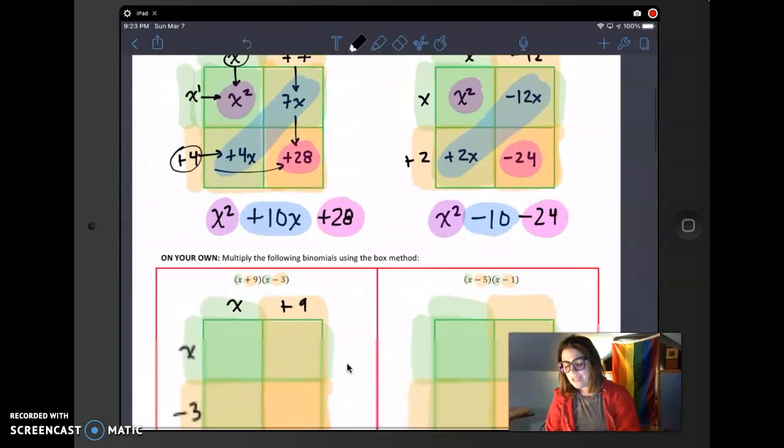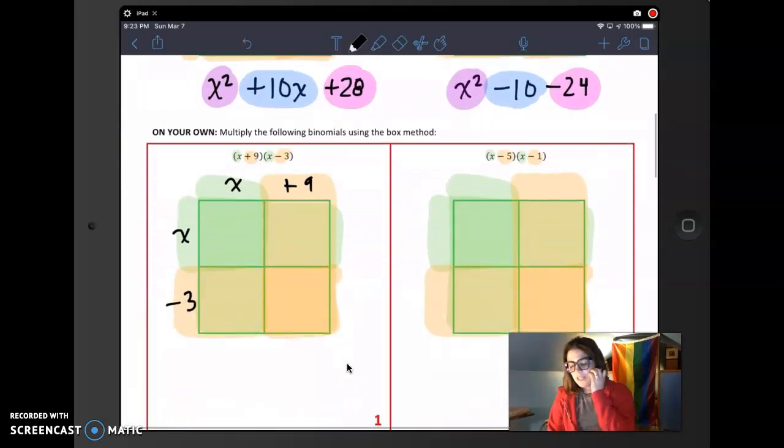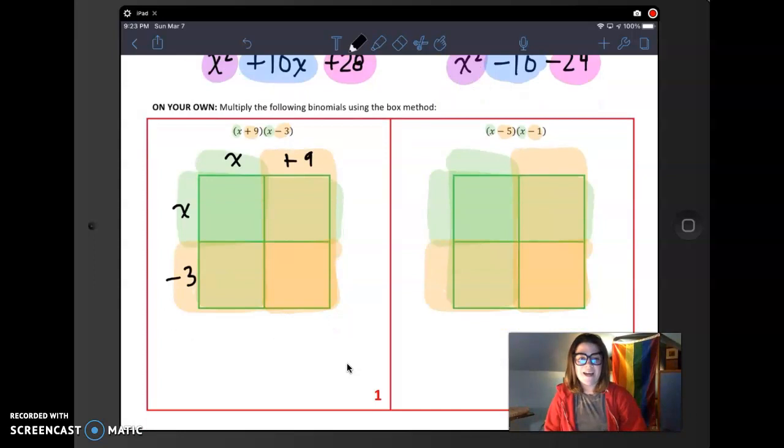All right, go ahead and pause the video. If you would like, I have set up the box using this method here, so you can pause the video and set yours up the same way. All right, I'll see you in a minute. I hope you feel successful.